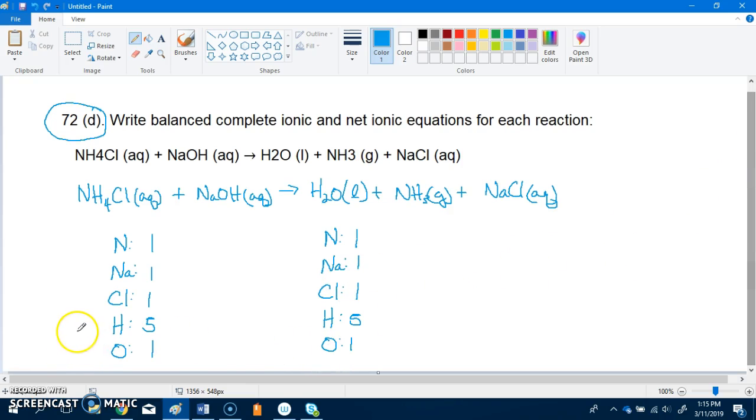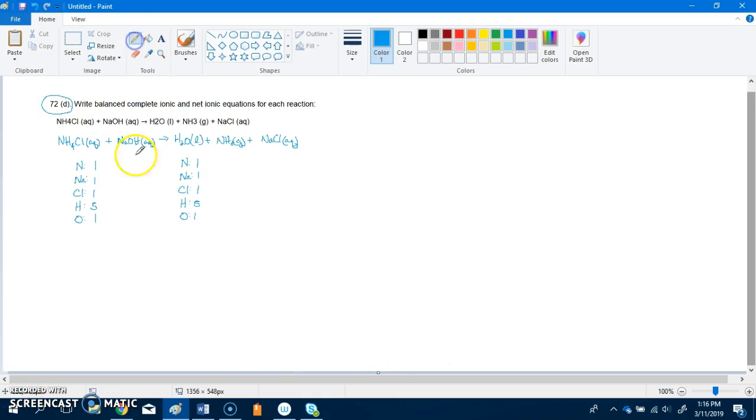So my next job is to write a complete ionic equation. So first of all, I'm just going to give myself more room, so I'll be right back. There, hopefully that will give me a little bit more room. So when I'm doing my complete ionic equation, what I'm going to do is take each of these compounds and I'm going to break them apart into their ions.